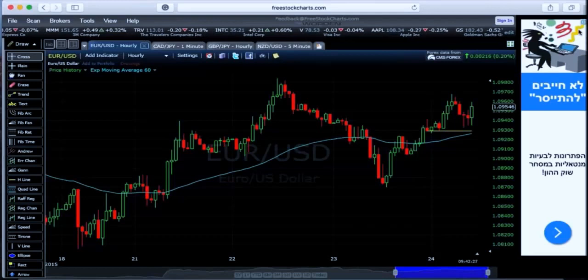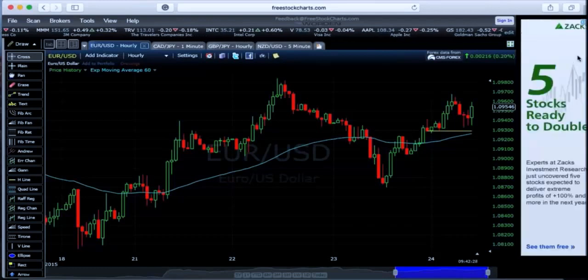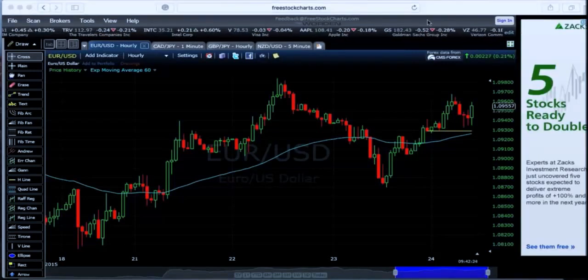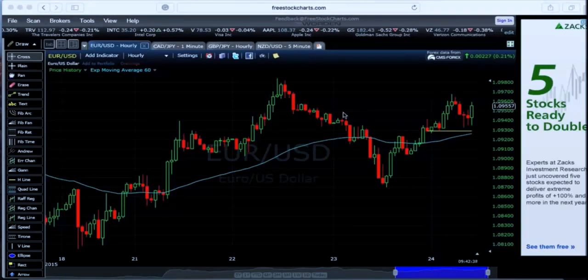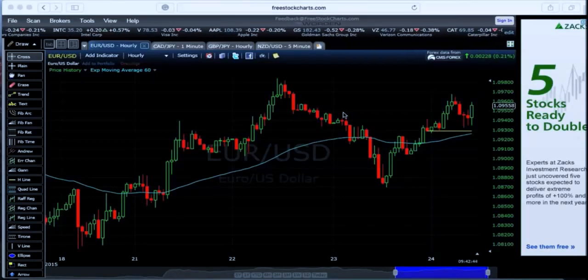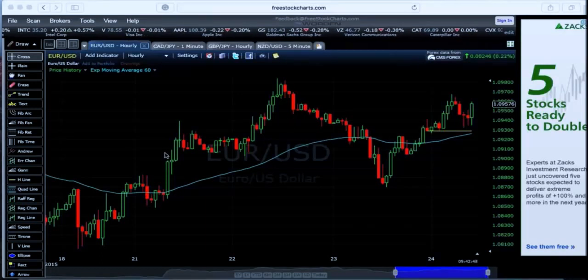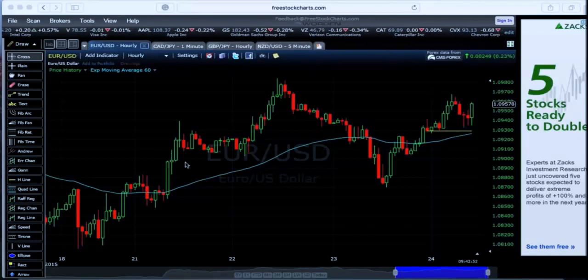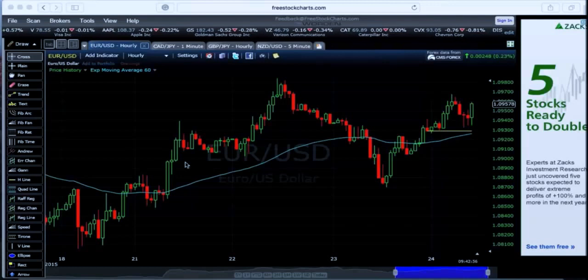As you can see on my chart, it's a pretty naked chart. What it means is that I have only one indicator on my chart, which is the 60 exponential moving average. Now, why do I need this 60 exponential moving average? It's pretty simple. Whether the price is below the 60 moving average, we're looking for puts opportunities. Whether the price is above the 60 moving average, we're looking for calls opportunities.